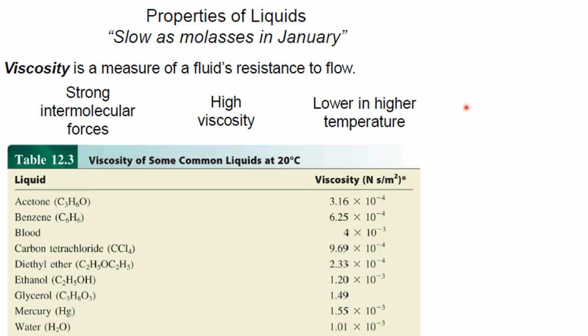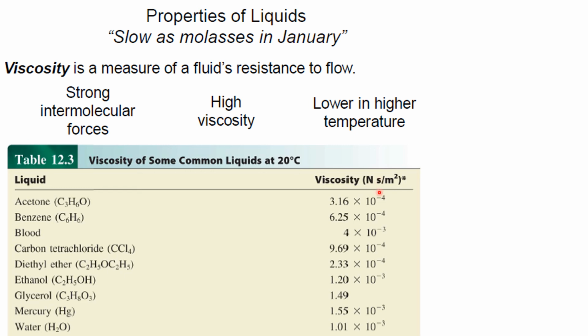And so by looking at the intermolecular forces, we can start to predict some of the macro scale properties of fluids. So viscosity is a measure of the resistance to flow, right? How much it resists flow. If you look at something like benzene here, 6.25 times 10 to the negative 4, and don't worry about what the units are. If you have to deal with them, I'll help with that.